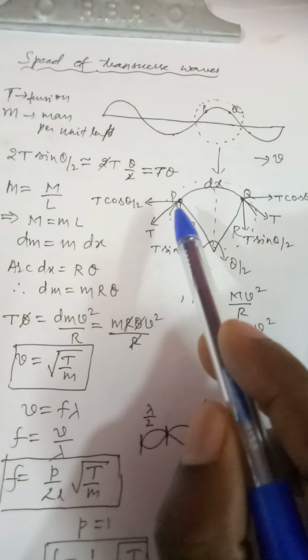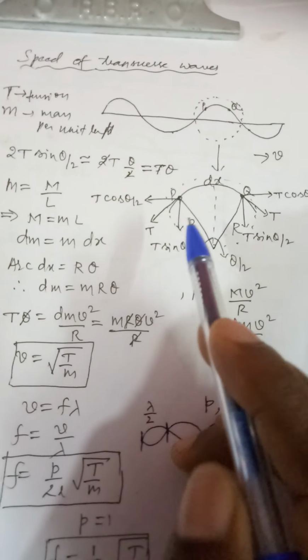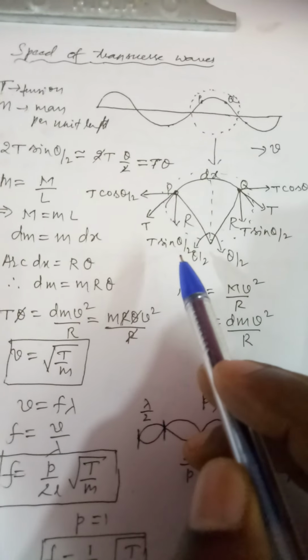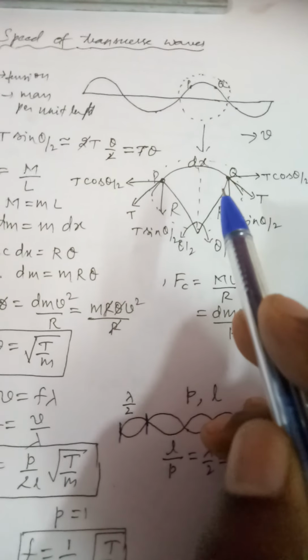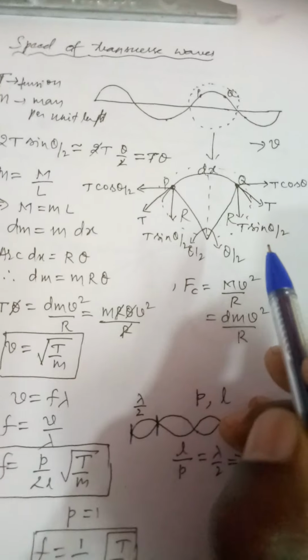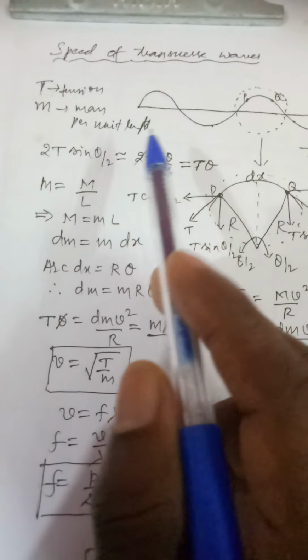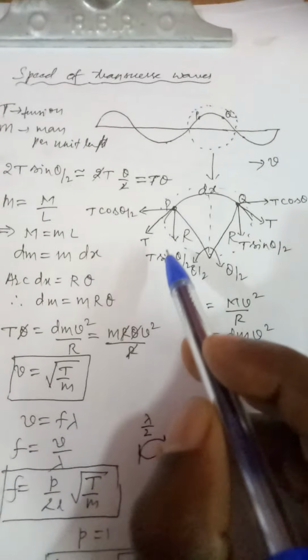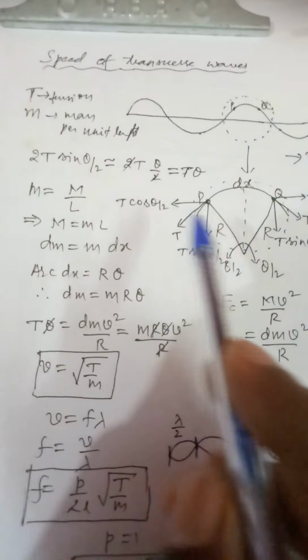Tension at point P is resolved into horizontal component and vertical component. Horizontal component is T cos(theta/2) and vertical component is T sin(theta/2). Similarly at Q, horizontal component of tension is T cos(theta/2), vertical component is T sin(theta/2). Now mass per unit length is small m, tension is T. We can calculate mass contained in this region, arc dx.